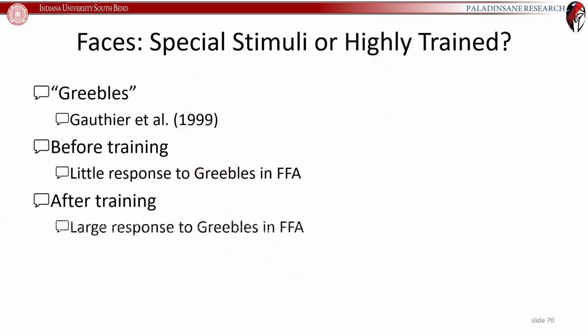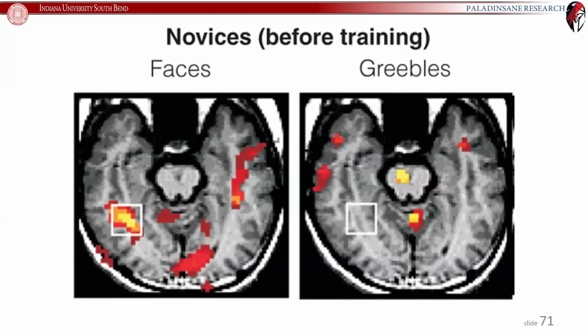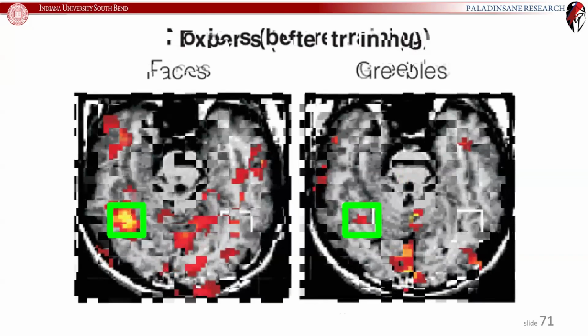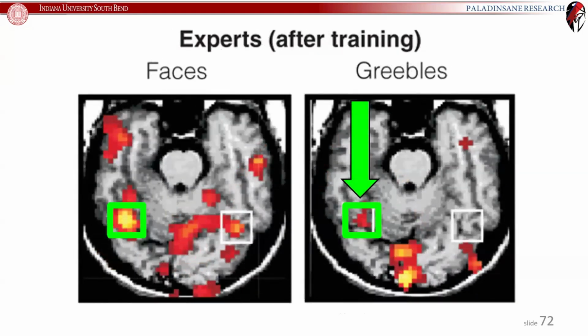So after training, lo and behold, there was a large response to greebles in that fusiform face area. Large response in that fusiform gyrus. And this response is actually comparable to the face response. So if we take a look at their responses once again before training, so here we have face activation before training, and then on the right, greeble activation before training. That's the activation before training. That's the activation in the fusiform face area after training. So if you take a look just at the side of the greebles, you can see that there is now the beginnings of extra activation in the fusiform face area.